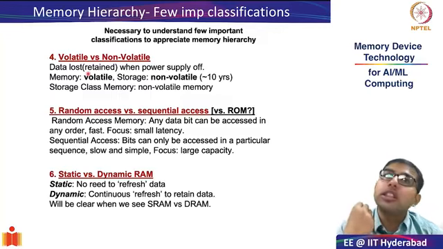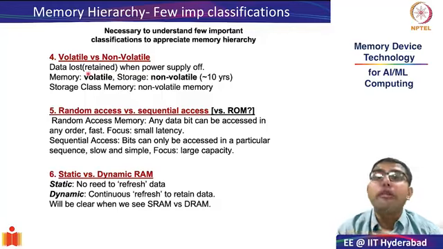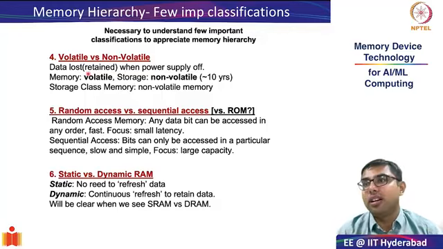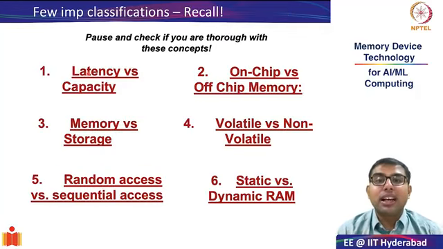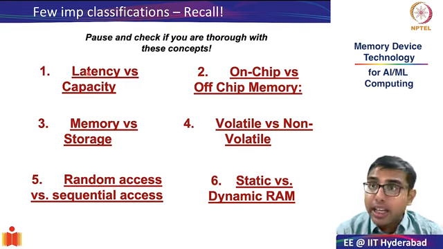So since capacitors will leak charge, you will see that you need to continuously refresh the data to retain it. Okay. So with this important classification, 6 classifications, I hope you will be able to understand the concepts that we will discuss further in the memory hierarchy.